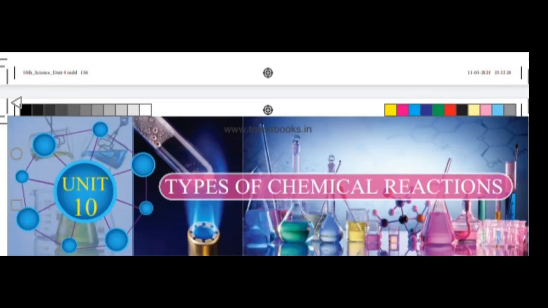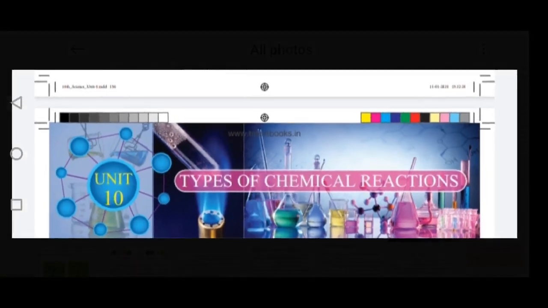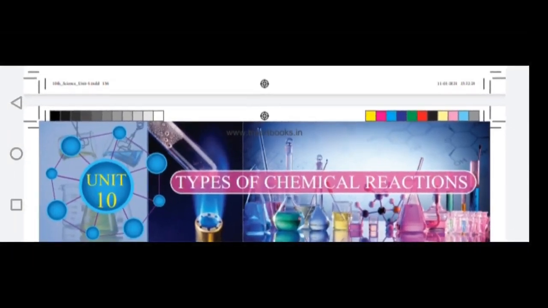This is 10th standard chemistry, unit 8: types of chemical reactions. In the previous class, I completed the periodic classification of elements lesson. In this lesson, we are going to learn about types of chemical reactions. Let's move on to the introduction.